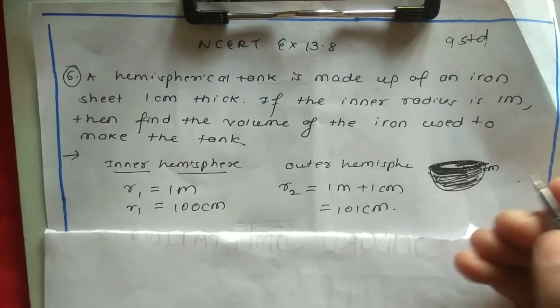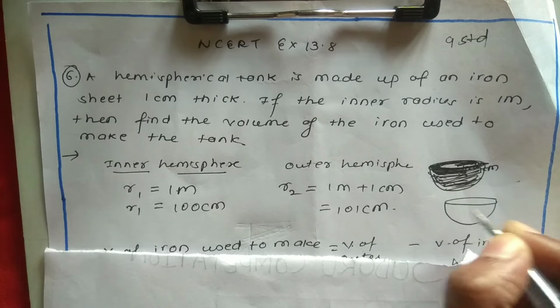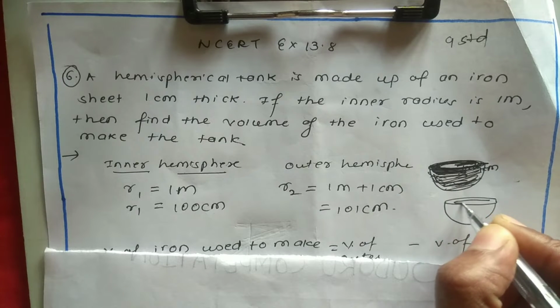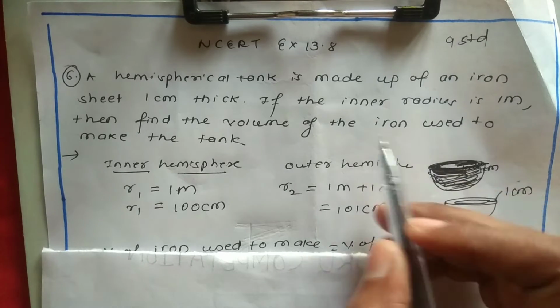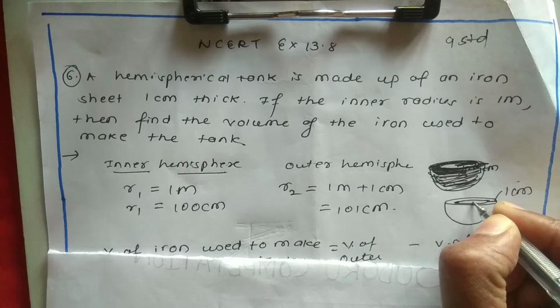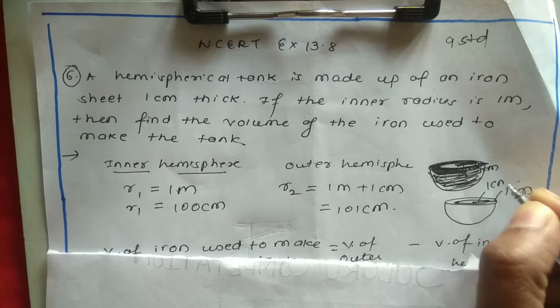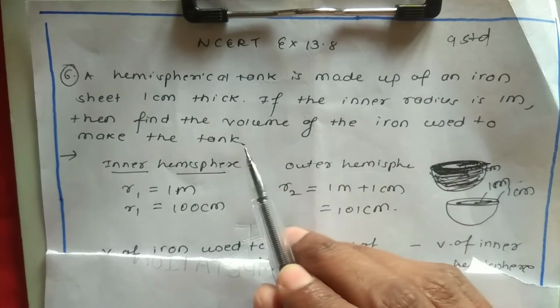Let us take one more example here. So this is the tank and it has a thickness. Let us take this is a thickness of 1 centimeter, and inner radius. Why inner radius? Because we will have two circles here. So the inner radius is 1 meter. Then find the volume of iron used to make the tank.